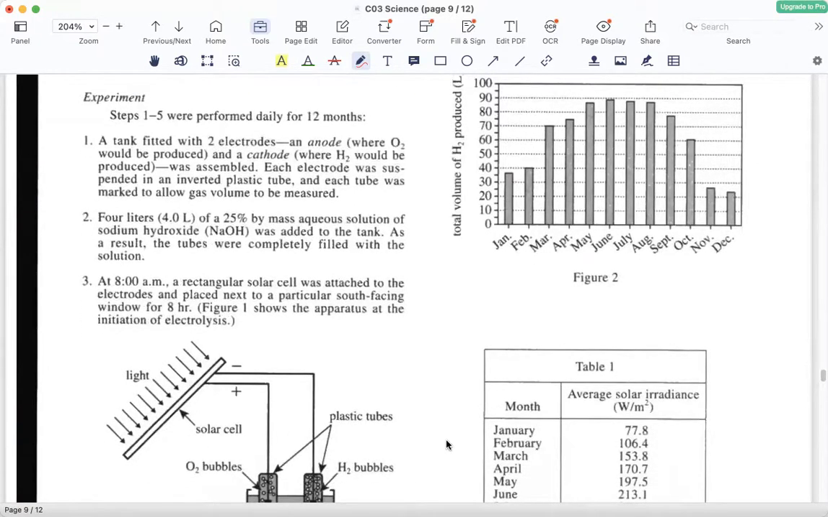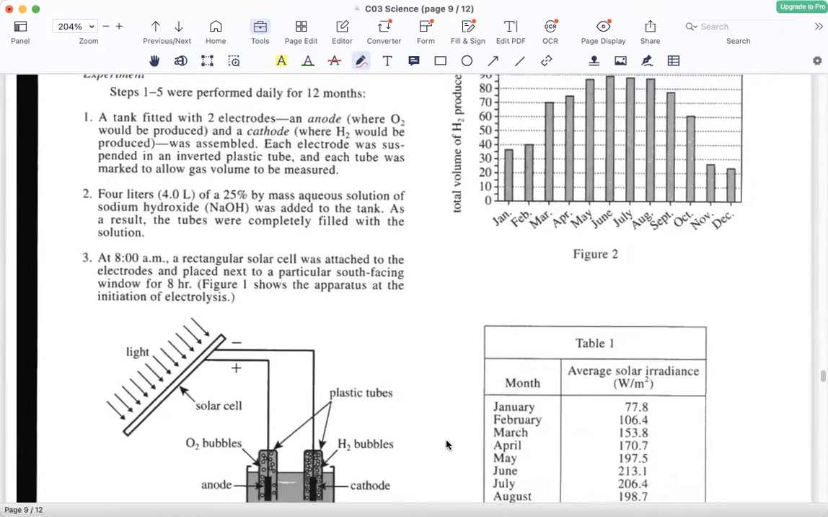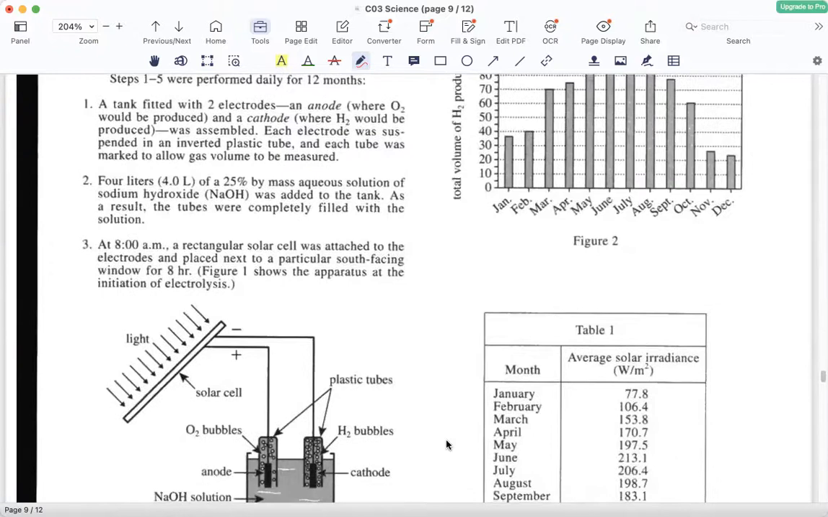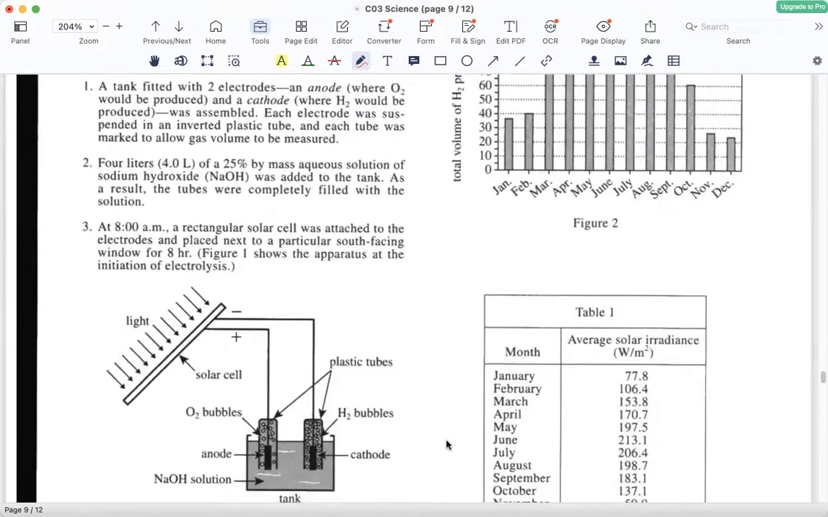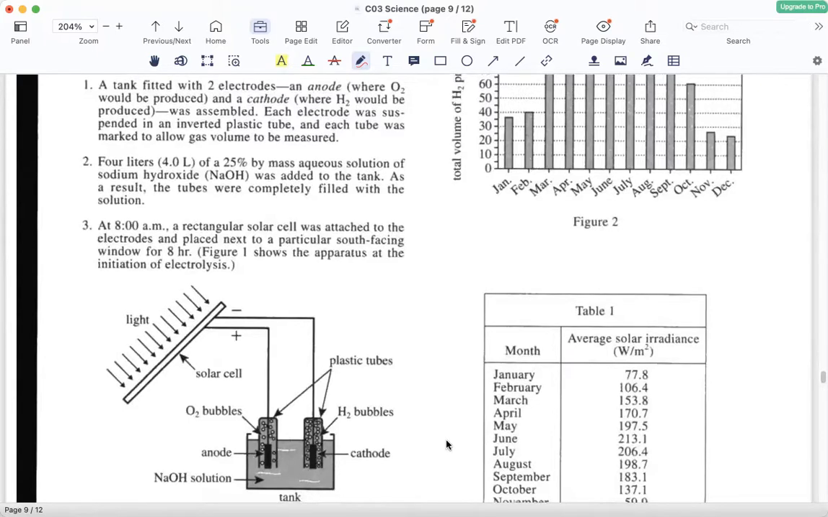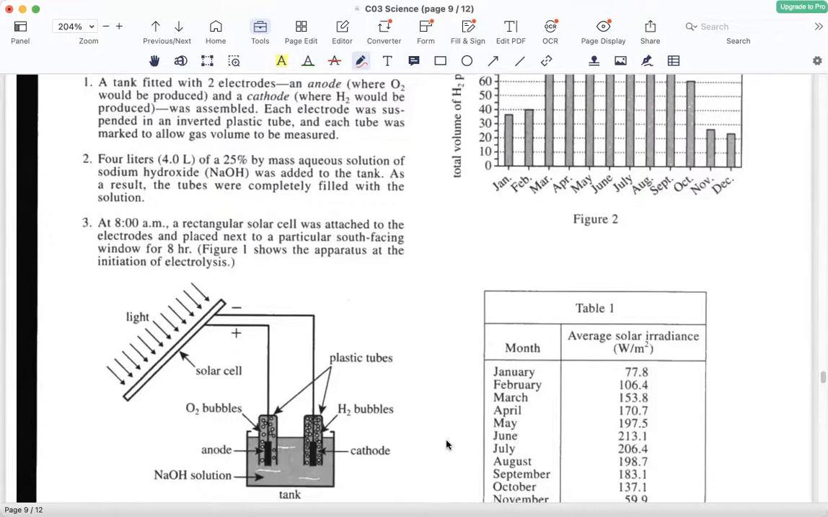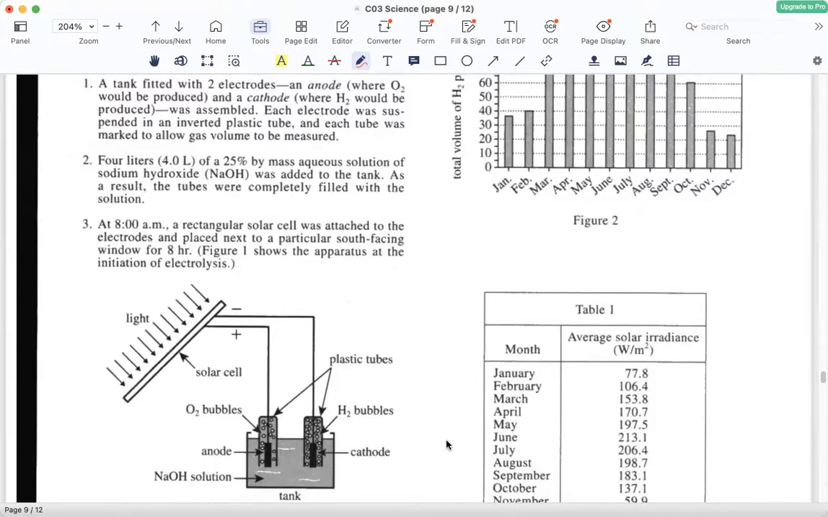A tank fitted with 2 electrodes, an anode where oxygen would be produced and a cathode where hydrogen was assembled. Each electrode was suspended in an inverted plastic tube, and each tube was marked to allow gas volume to be measured. 4 liters of a 25% by mass aqueous solution of sodium hydroxide was added to the tank. As a result, the tubes were completely filled with the solution.